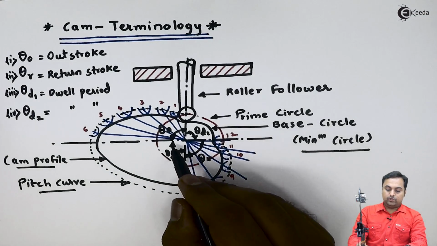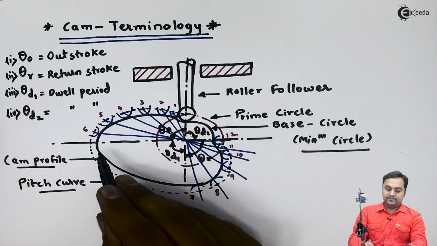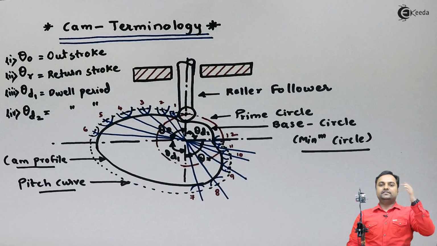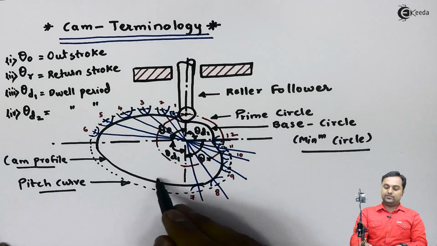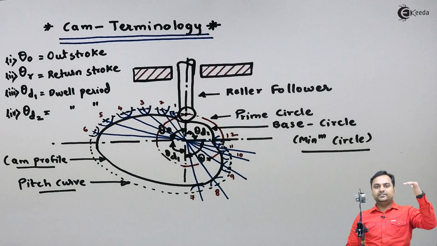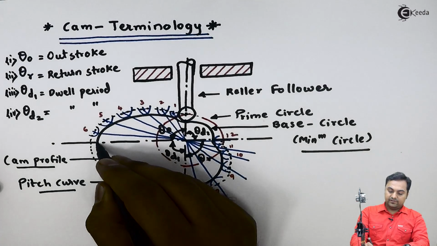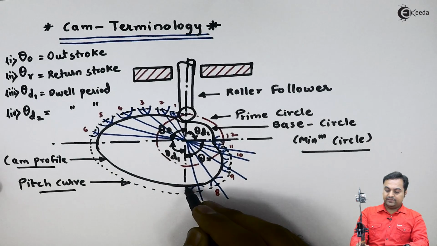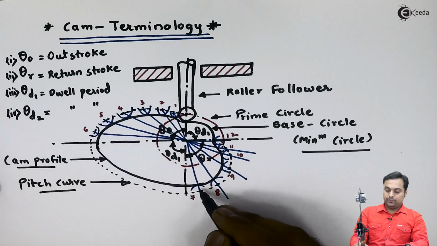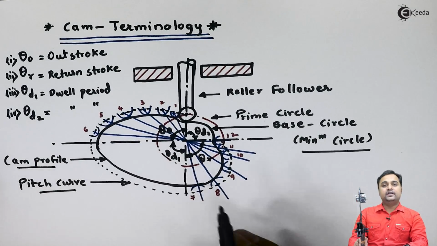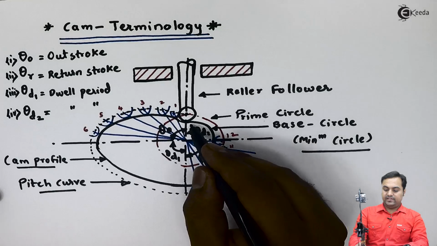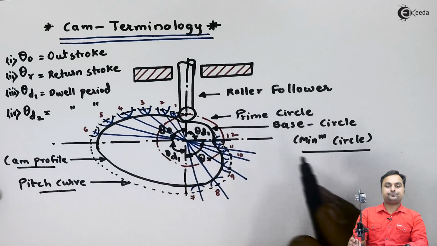Now, when we are talking about the dwell period, in that case, the follower is not moving up and down. What happens? Even though the cam is rotating during the dwell period, the follower will remain in its position. So here we have the dwell period from here to here, that is, after point number 6 to point number 7, the cam will rotate but follower will remain at its position. Similarly, we have another dwell period, that is here.